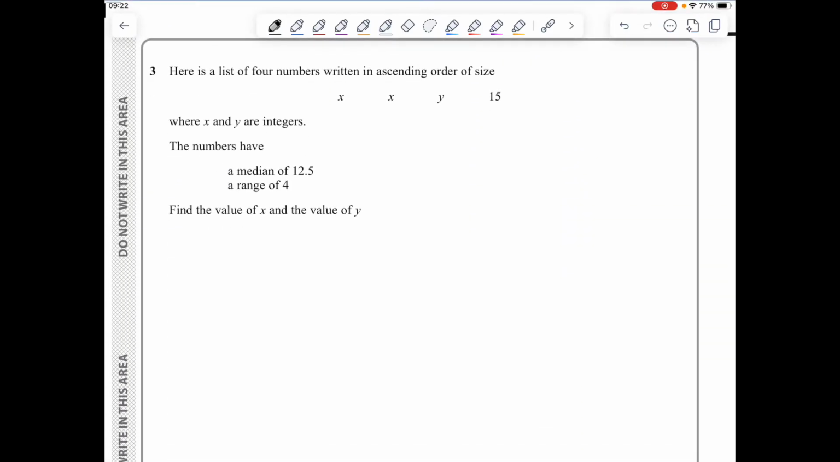For question 3, I'm given 4 numbers and 2 pieces of information. Now, each of those will create one equation, which I'll have to solve. So regarding the median, the 2 middle numbers, if added together and then I divide by 2, will give me 12.5. And then for the range, the largest, which is 15, minus the smallest, which is x, will give me the range, which is 4.